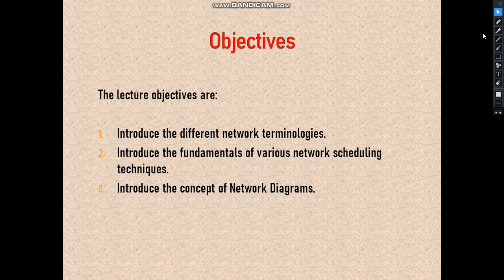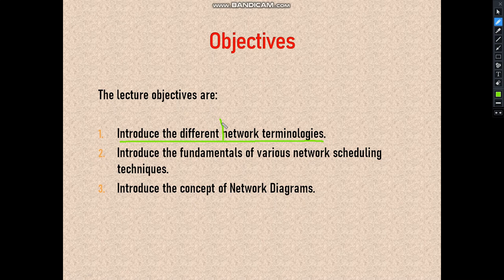We'll be introducing the different network terminologies. We'll discuss the various terms that govern the network. How do we construct a network, and what are the terms influencing this construction? That will be discussed here. We will also discuss the various techniques of network scheduling: what is network scheduling, and how do you schedule a huge project?